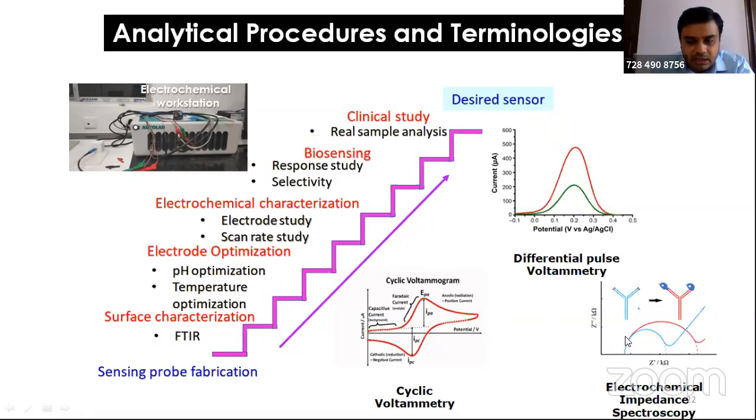So you can see very clearly, these are the impedance values. The resistance is on the x-axis. I'll not talk about why this is Z hyphen or this one. So in this part, the resistance is increasing. This is the normal antibody, and when the antigen is binding, the resistance is increasing.